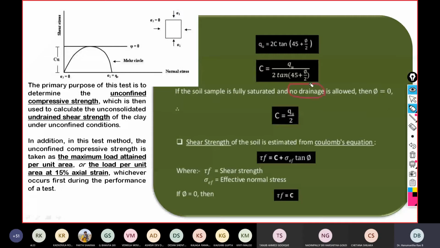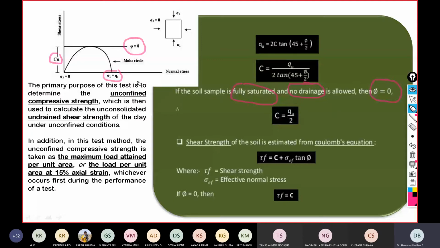So when the sample is fully saturated, it is obvious that its angle of internal friction becomes zero. When phi is zero, as you can see in this graph, that means the sample is fully saturated. And whatever the ordinate is, is nothing but Cu. Now I know this is qu. From 0 to sigma 1, this is qu.